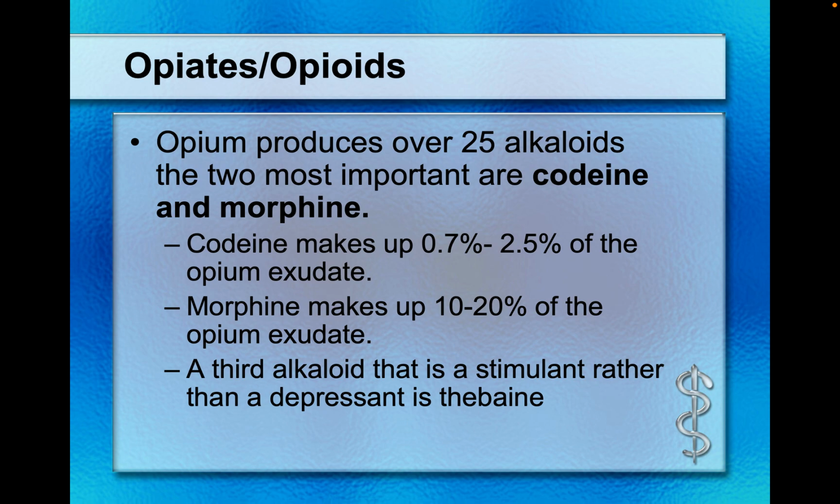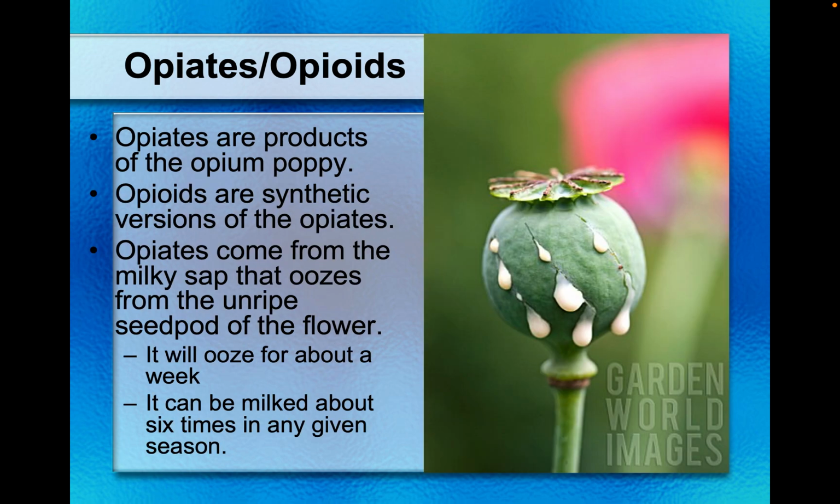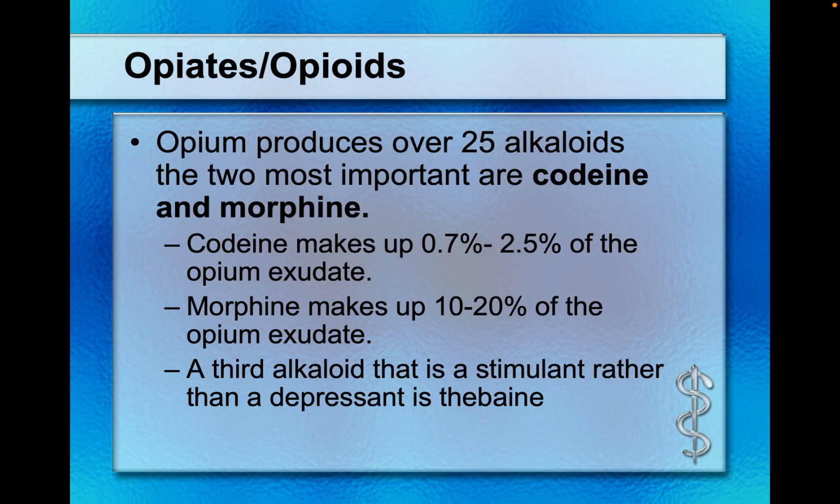Opium produces over 25 alkaloids. The two most important are codeine and morphine. Codeine makes up 0.7 to 2.5% of the opium exudate. So as that stuff comes out, between 0.7% and 2.5% is codeine. Morphine makes up about 10 to 20% of the opium exudate. A third alkaloid that is a stimulant rather than a depressant is thebaine.